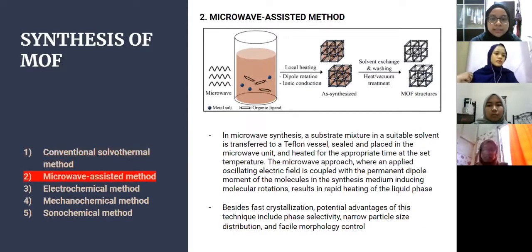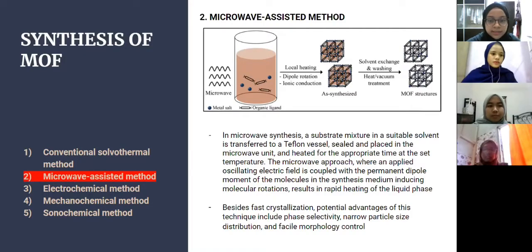Next is the microwave assisted method. The conventional method just now is generally used. Therefore, researchers have found alternative methods that can shorten synthesis time and produce smaller and uniform crystals, which is the microwave assisted method, and also the other method that I will explain later. So this is the microwave assisted method.